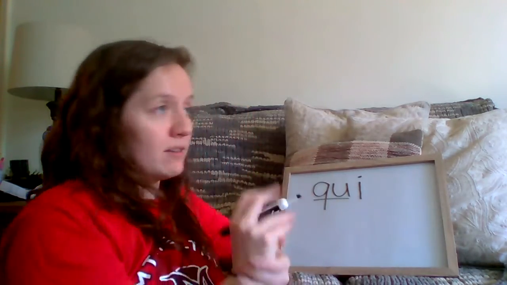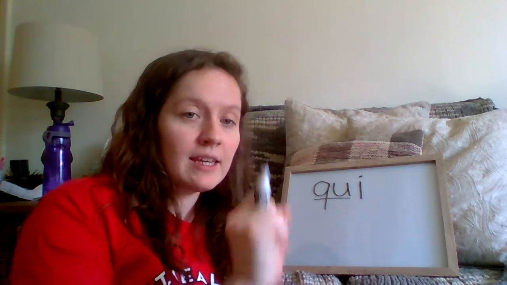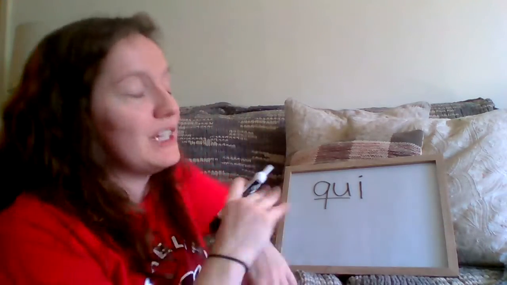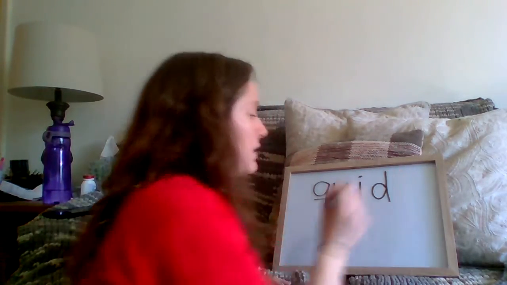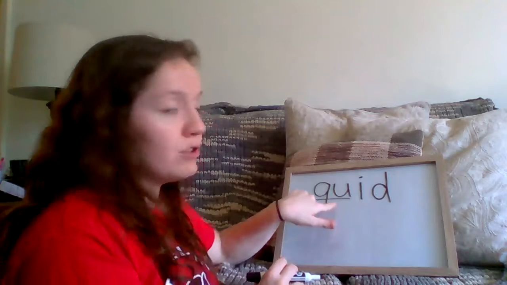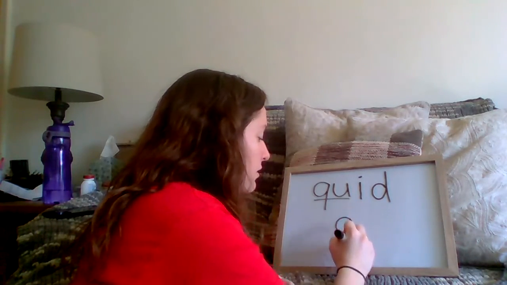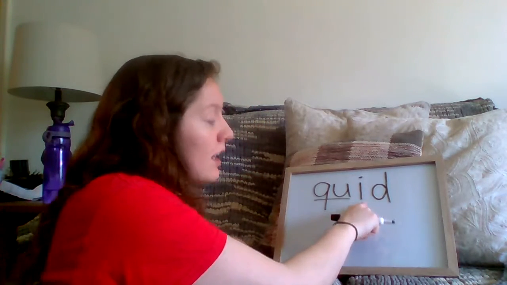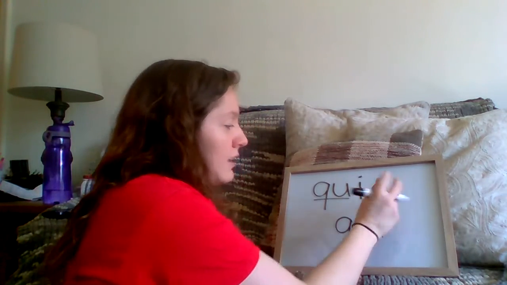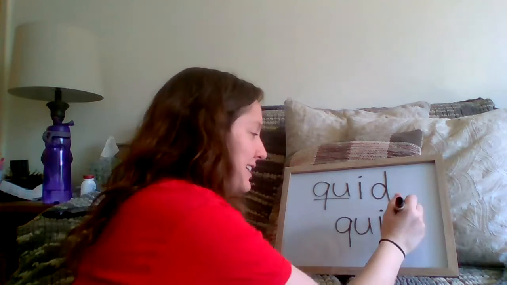And the word was quid. Repound it. Quid. Qu. I. D. What letter says D? D. Now we rewrite it. Remember, this Q-U is always together. So our first part was Q-U. Then we need to write what letter? I. And the last letter is a D.